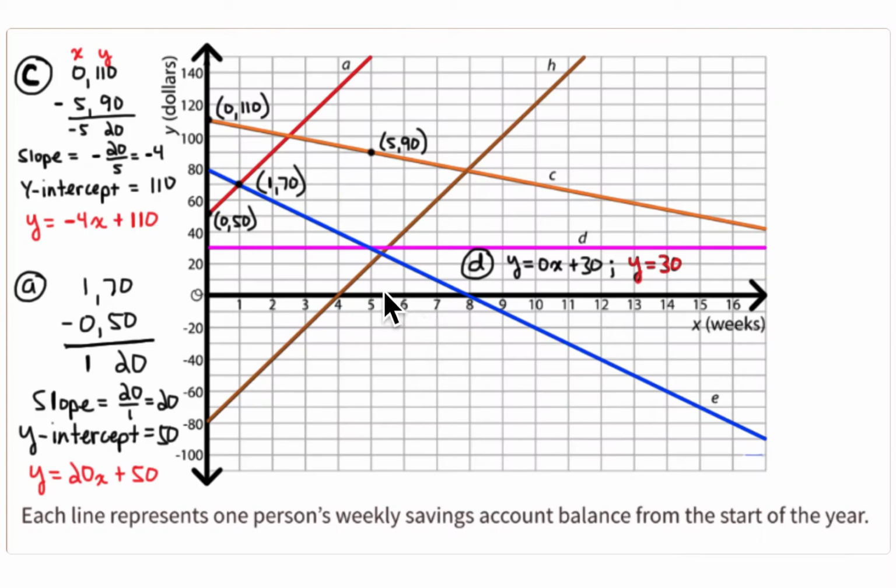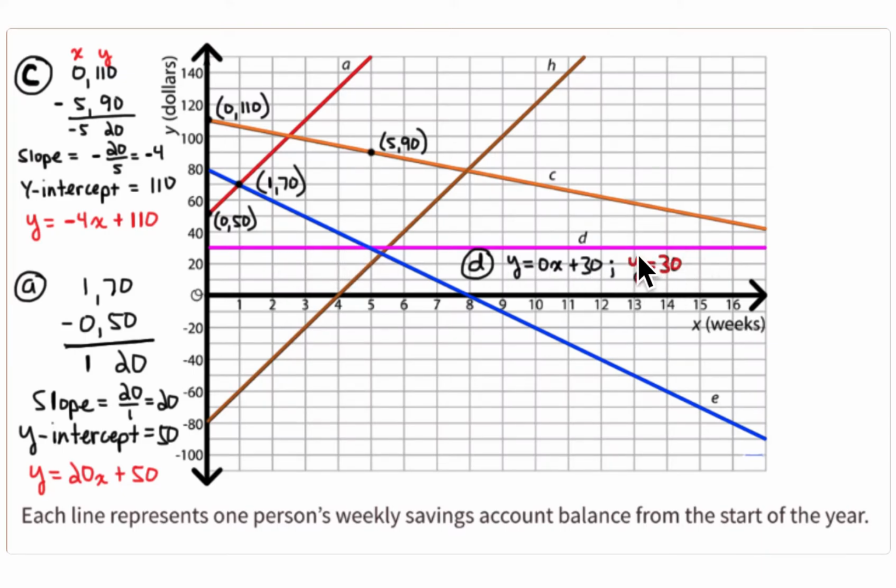So look what is happening for D. This person is starting with $30, and every time you look at their account, it is $30. So y equals 30, whatever x is. So this equation is just simply y equals 30. Every week they check the account, it's $30.